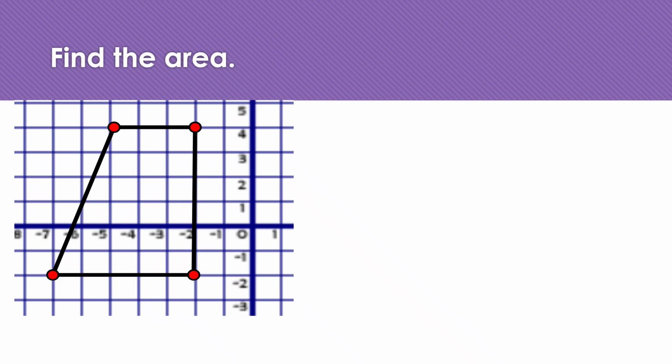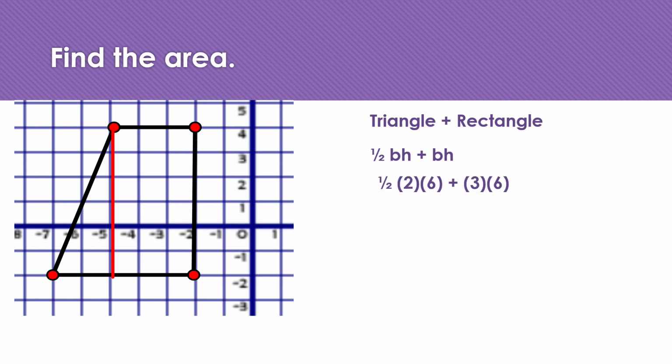Okay, so for this one we're going to find the area, and you can see that it's a pretty weird shape, but there's a simple way that you can break this down so you can easily get the area of it. So what I would do is I would draw a line down where you see it there, and it breaks it into a rectangle and a triangle. So you have both of those that you need to get the area for. So for the triangle, the area is half base times height, and then you're going to add the rectangle's area, which is also base times height.